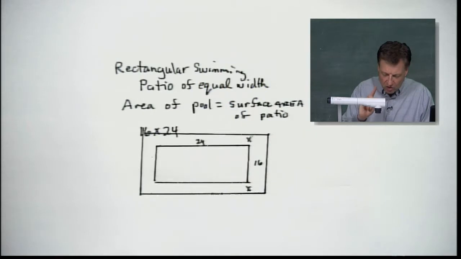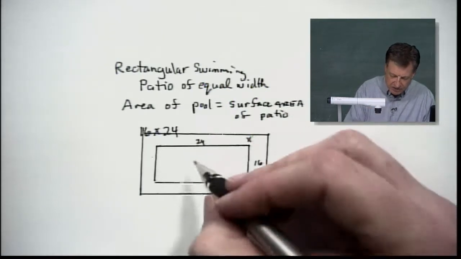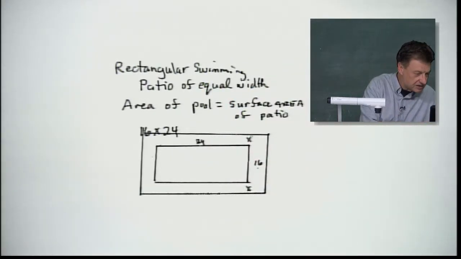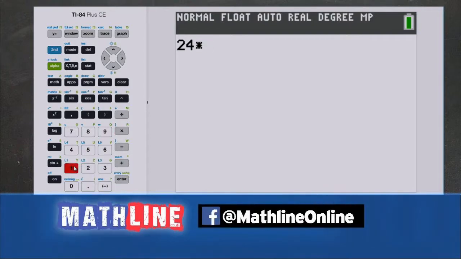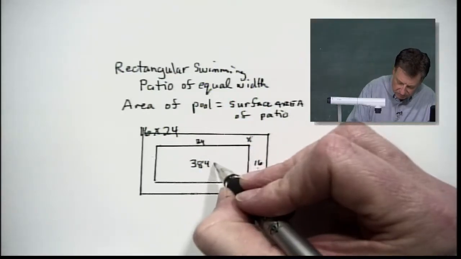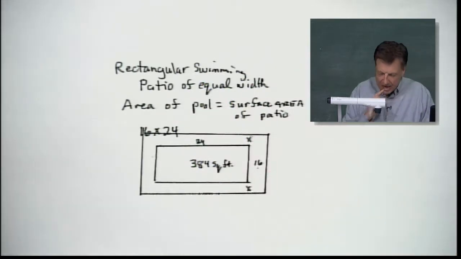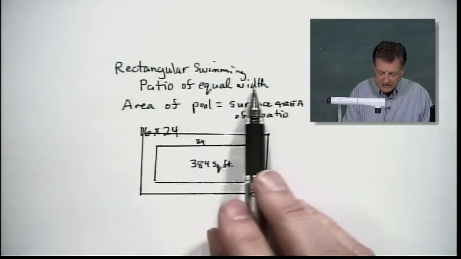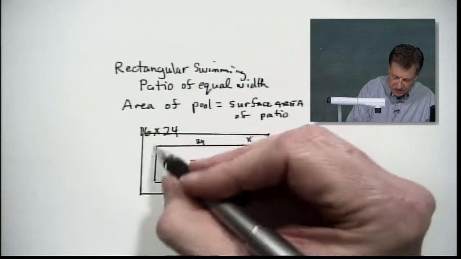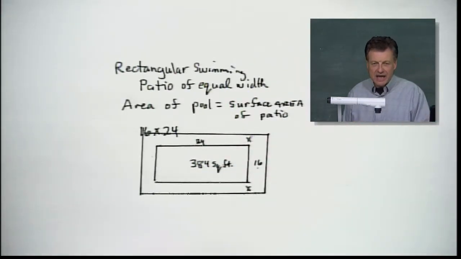So what you're going to do here is, we do know the area here is how much? 24 times 16. Let me clear that out. Hold on just a second. We'll get the grapher on it. 24 times 16, because that's important. 384, right? And that's square feet. Okay. And according to this, the patio has the same surface area, correct? So that means we've also got 384 square feet out there surrounding it.